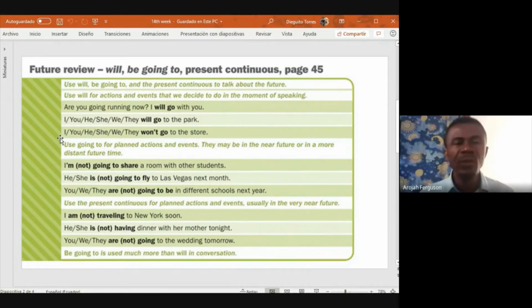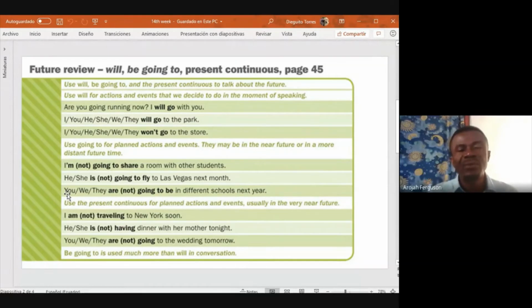Then the next one, we have the same subject pronouns, but we use the negative form. Won't go. It's like will not go. So I won't go to the store. They won't go to the store. You won't go to the store. She will not go to the store, and they will not go to the store. Remember, they is plural, we is plural, and you is also plural, but we can use it in singular and plural form. That is you. Very good.